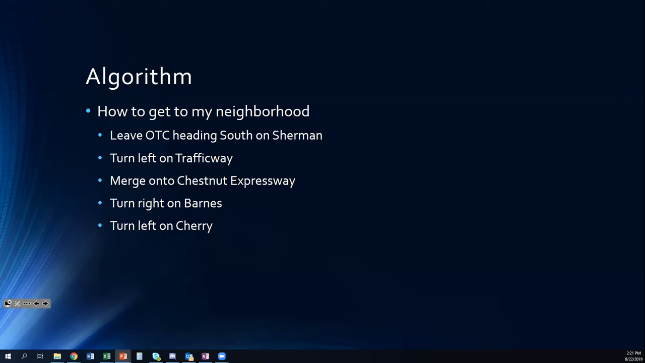Here on the board, I have an algorithm that describes the steps to take to get from OTC to my neighborhood. When I leave OTC, my algorithm is, I'm going to leave OTC heading south on Sherman. Sherman is that middle one, right? I'm going to be heading south on it, and I'm going to turn left on Trafficway. I'm going to merge on the Chestnut Expressway when it hits it, and then I'm going to turn right on Barnes.